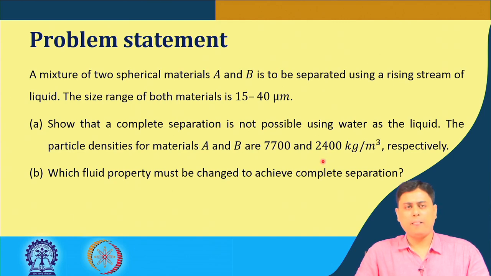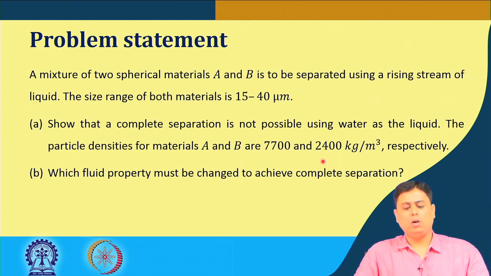The second part is, which fluid property do we have to change to achieve complete separation of material A and material B? Because this is sometimes desired, that we have a mixture of particles A and B, both with an identical size range, and you want to separate material A from material B. Now this problem is happening when there is a rising stream of liquid, and we have to show that if we use rising water as this liquid, this separation is not feasible.